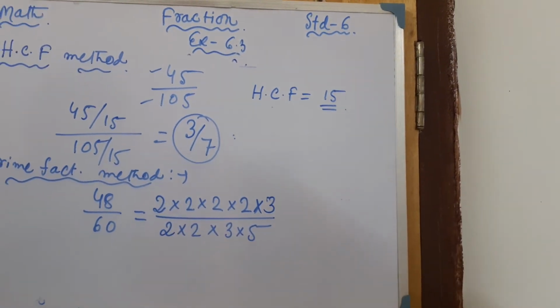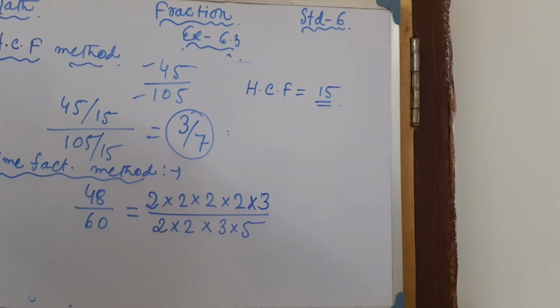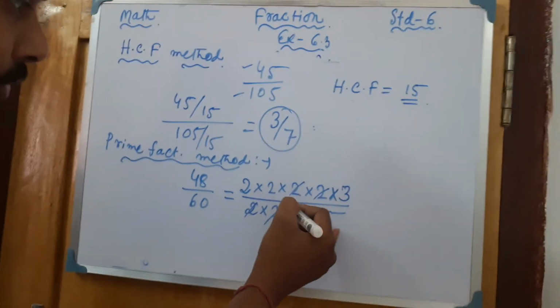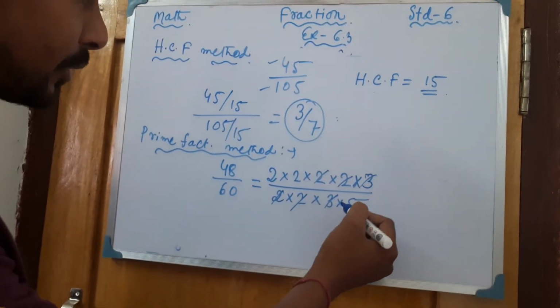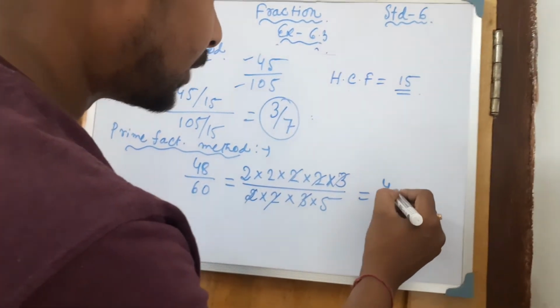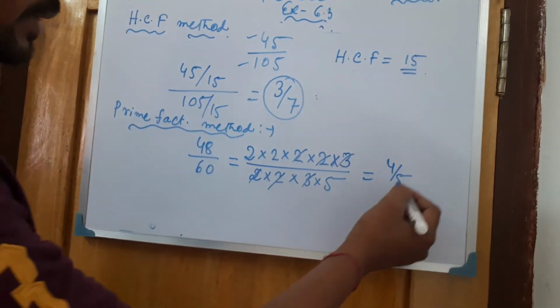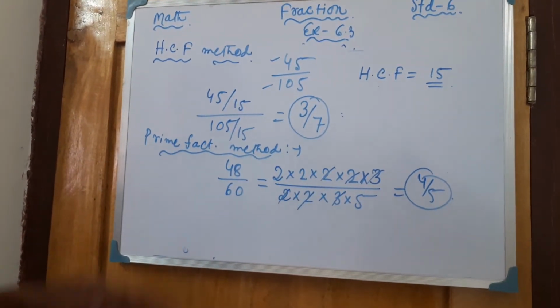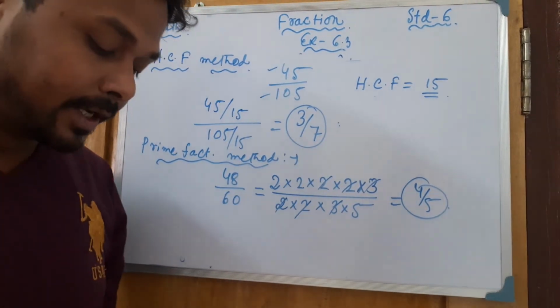Now you just spread out into the prime factors. Now cut that one. If you cut that, then 2, 2 will cancel from here, and 3 will cancel from both. So it can be written as 4 by 5, because 2 into 2 divided by 5. So this type of simplification can be done with the help of the prime factorization method. So these are the things.